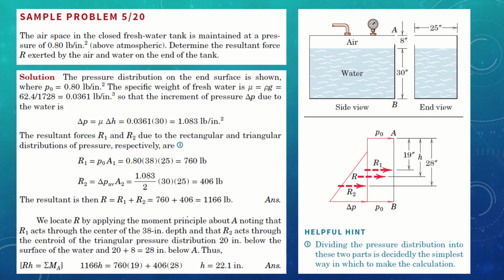Now let's look at another problem. The air space in a closed freshwater tank is maintained at a pressure of 0.8 pound per inch squared. This is the pressure inside the airspace inside the closed vessel of water. Determine the resultant force R exerted by the air and water on the end of the tank, right here, at the end of the tank.